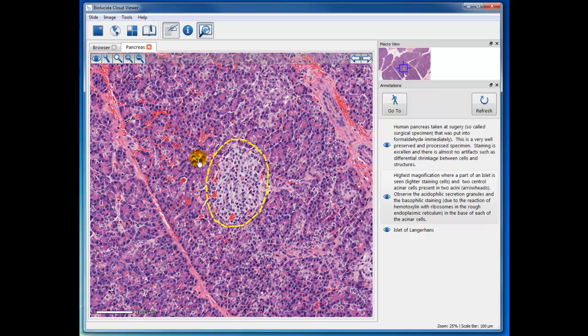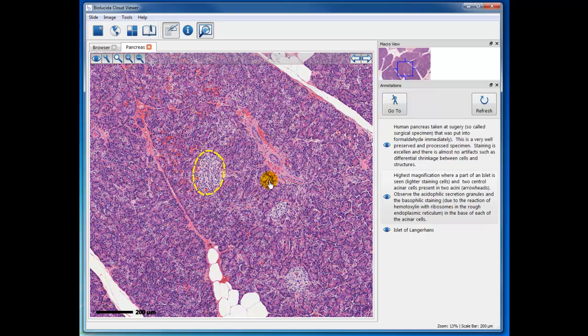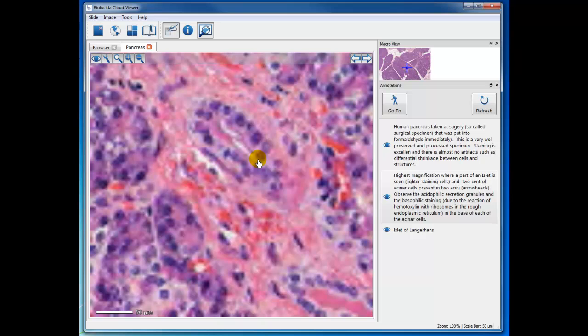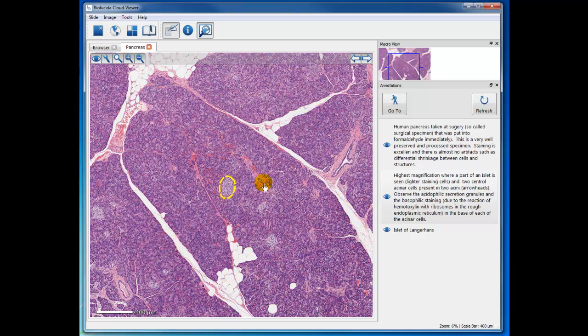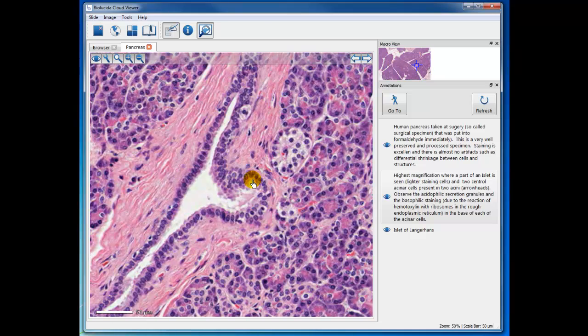And finally, those ducts will coalesce and empty their contents into these ducts, which are borderline simple cuboidal, simple columnar cells surrounded by connective tissue, etc. So there are larger ducts here. These are your main excretory ducts in the pancreas.